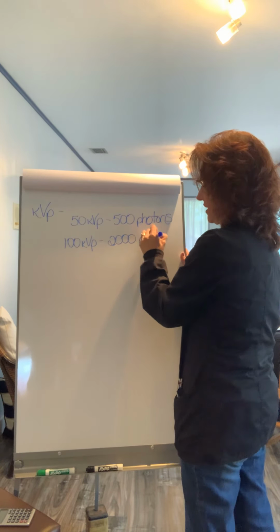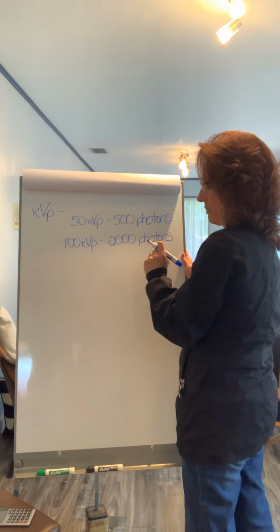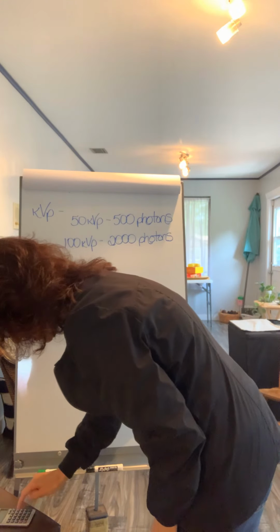How did I get that? Because 500 times 4 is 2,000. I'm confusing myself. 500 times 4, 2,000. Okay, that would give me 2,000 photons. So if you were to double your kVp, you would quadruple the quantity, but we don't ever do that. What we do, we typically use the 15% rule, okay?